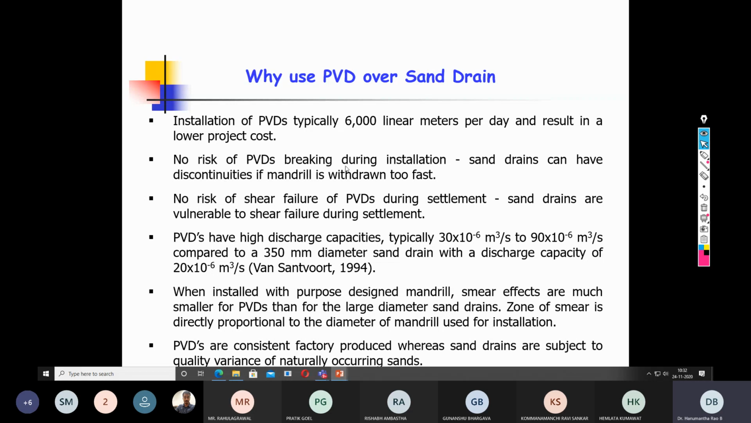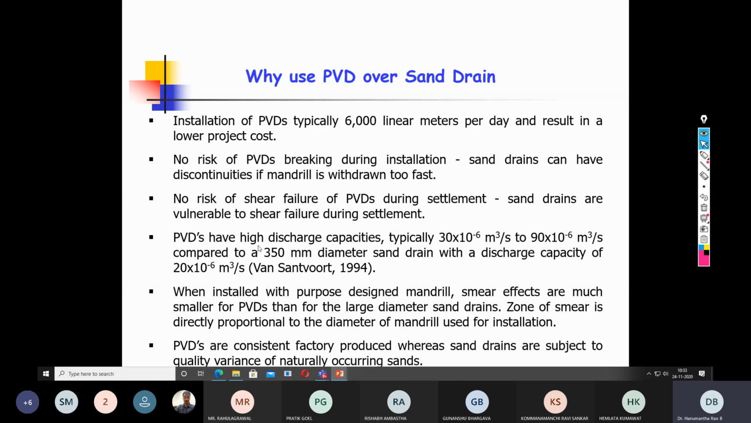There is no risk of PVDs breaking during installation because these are plastic materials. So you can ensure that there is no breakage of the PVDs at all, which is a typical case we normally encounter in case of sand drains. No risk of shear failure of the PVD during the settlement. Sand drains are vulnerable to shear failure during the settlement. In fact, this is a plastic material. If at all there is a lateral thrust within the soil, PVDs being plastic materials can offer some kind of resistance to the lateral thrust. That is some additional advantage.